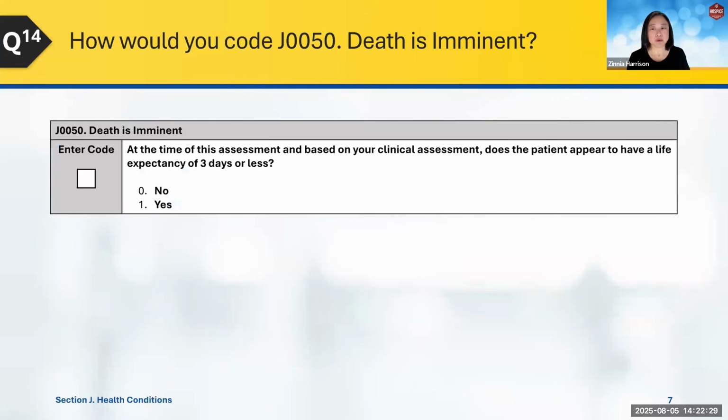So how would you code imminent death? At the time of Mrs. P's assessment on the clinical nursing assessment, does Mrs. P appear to have a life expectancy of 3 days or later? So, yep, the correct answer is 1. Yes, 98% of those that did respond got this right. Mrs. P was exhibiting clinical signs and symptoms of imminent death.